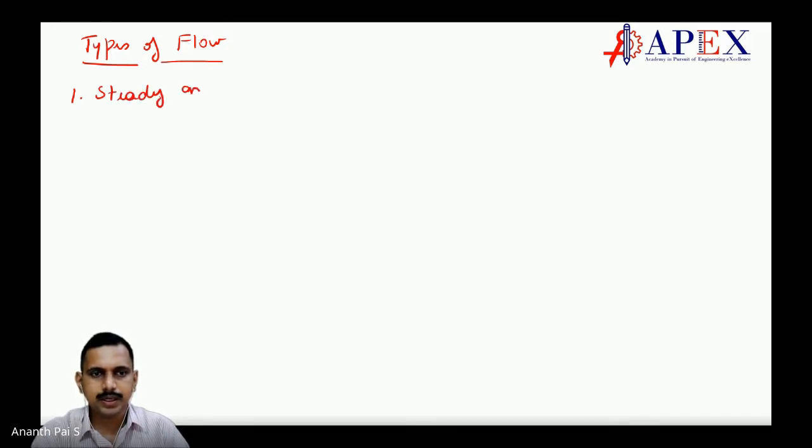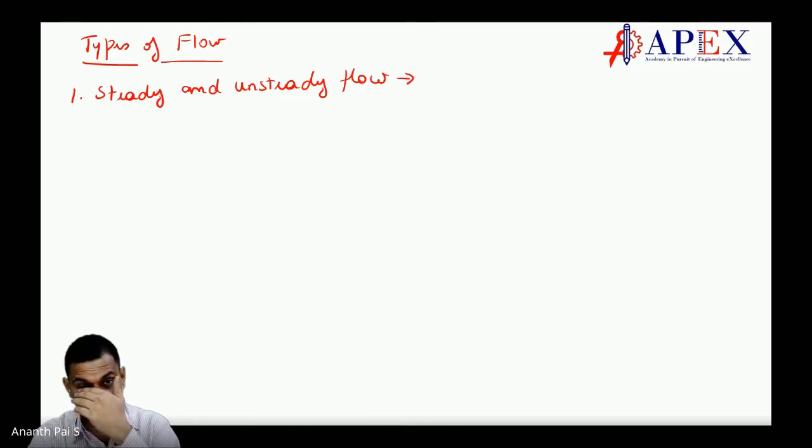Steady and unsteady flow. What is the difference, students, between steady and unsteady flow? Can you tell me? Whatever the equations are, especially velocity, if it is a function of time or not, that has to be understood. Then it is steady. If it is not, it is unsteady.